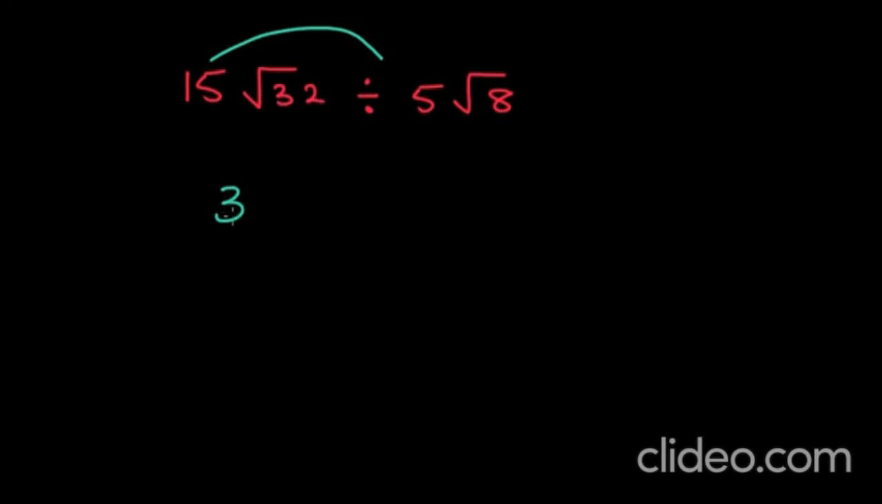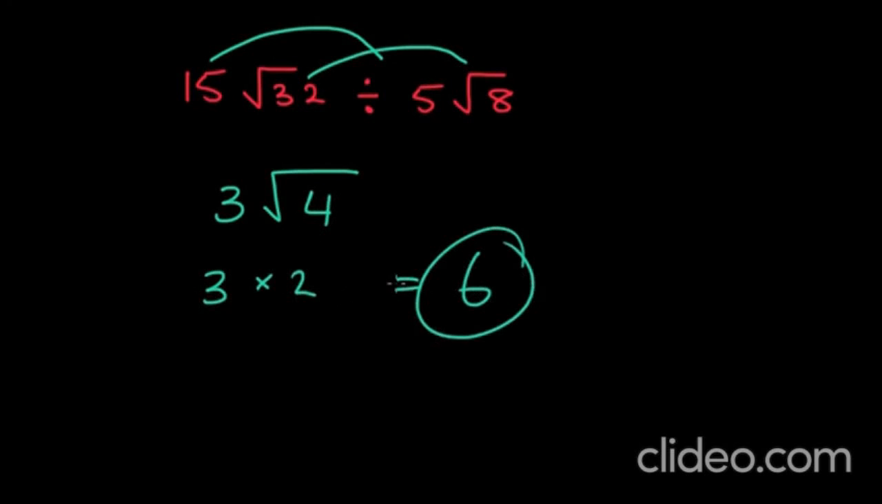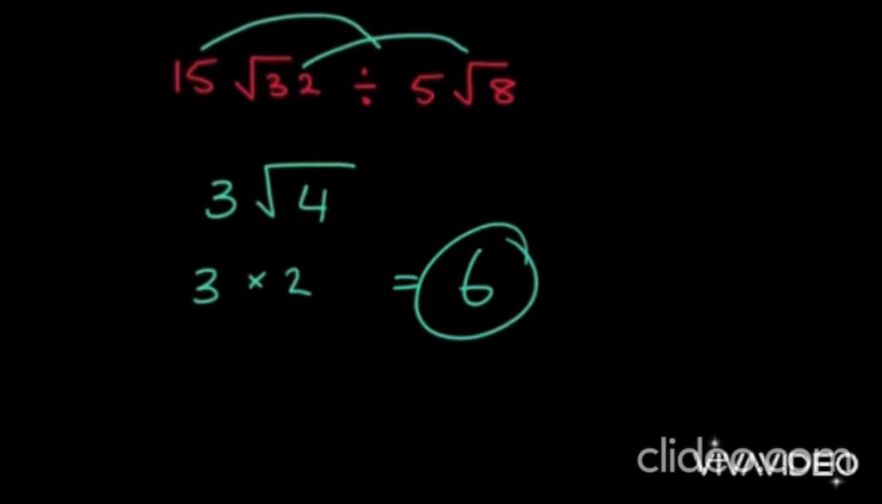Let's have a look into a division of surds. Before that, we have 15 root over 32 divided by 5 root over 8. 15 divided by 5 is 3. 32 divided by 8 is 4. 4 is a whole number, a square number, so it's 2. 3 times 2 is 6.